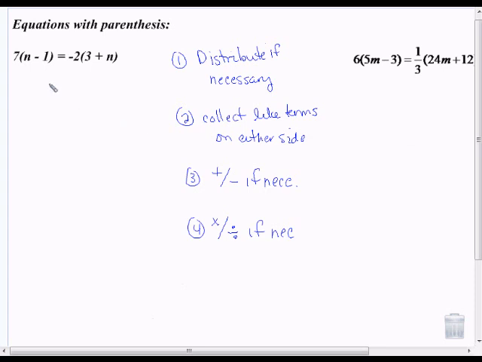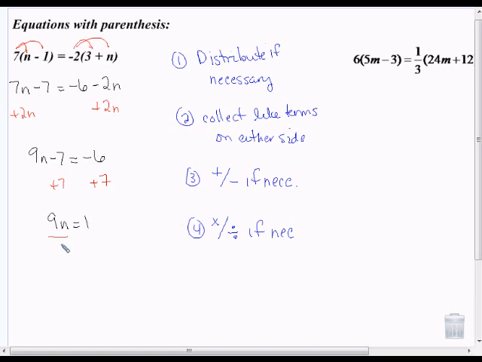Okay. So I'll distribute that 7 and this negative 2. 7n minus 7 is equal to negative 6 minus 2n. Add 2n to both sides. 9n minus 7 is equal to negative 6. Add 7 to both sides. 9n equals 1. Divide by 9. They don't divide.